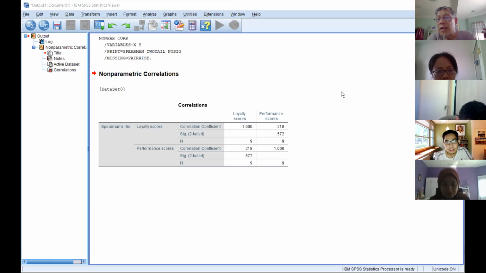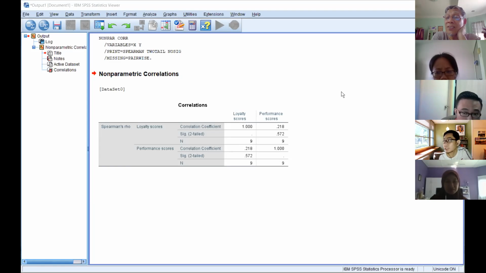What would be the value for the test statistic? What would be the value for the test statistic? Okay, that will be C. What would be the value for the test statistic? 0.572. No. What would be the value for the test statistic? That is the P value. The test statistic here will be your RS, remember?